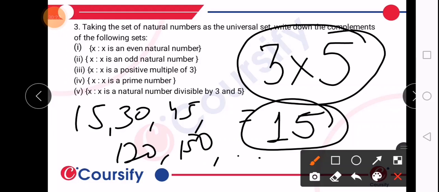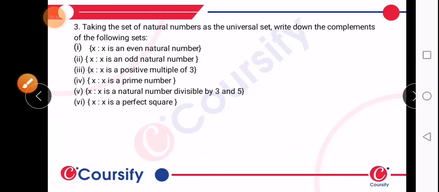Now the complement of such a set is those numbers which are not divisible by 15, that is 31, 32, 43. All those numbers which are not divisible by 15 will be the complement of the given set. Let's take a look at the next question.